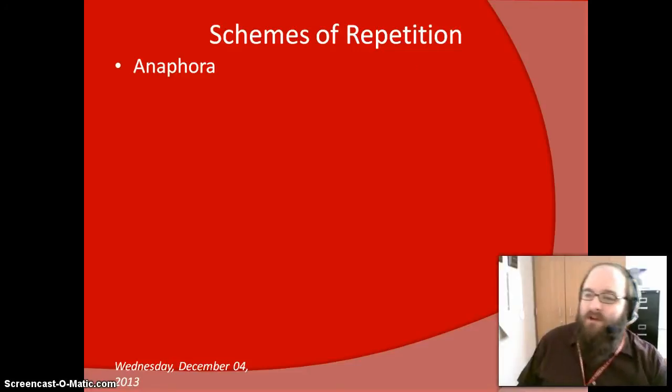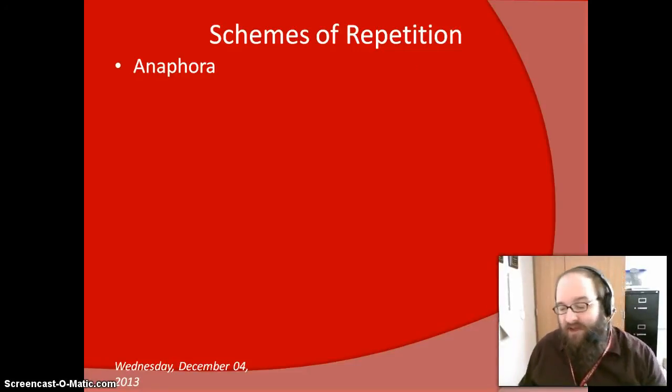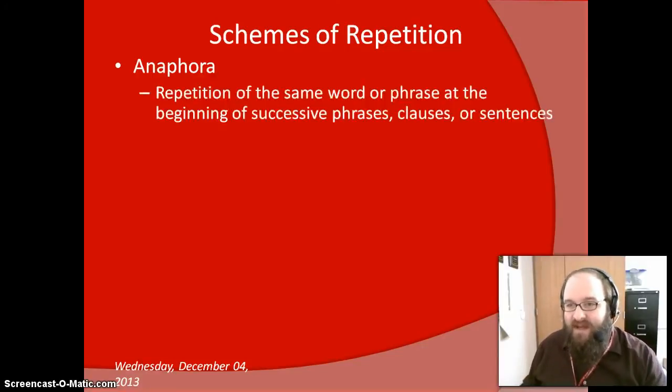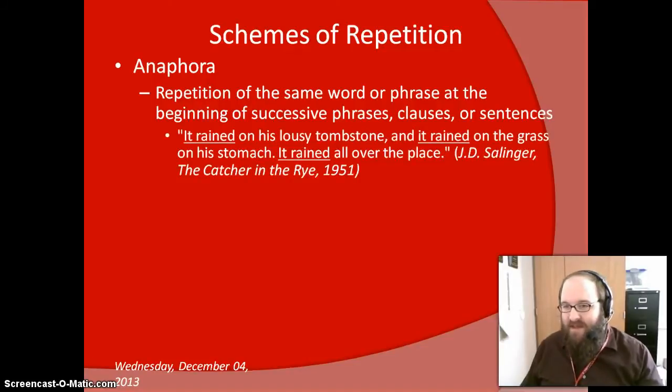The schemes of repetition I want to go over today start with anaphora, and this is a device a lot of you are probably already familiar with. That's where I wanted to start, with something that was easy that you guys already knew. Anaphora, this is the repetition of the same word or phrase at the beginning of successive phrases, clauses, or sentences. Something like this. It rained on his lousy tombstone, and it rained on the grass on his stomach. It rained all over the place. Here you can pretty easily see why this is an anaphora. We've got the repeated subject-verb pair, it rained, it rained, it rained, repeated over and over again at the beginning of successive clauses and sentences here.